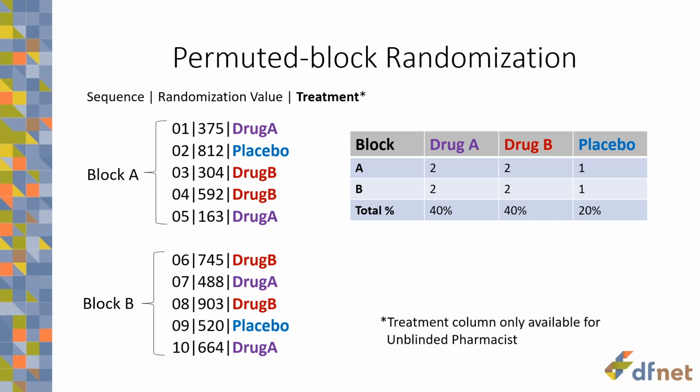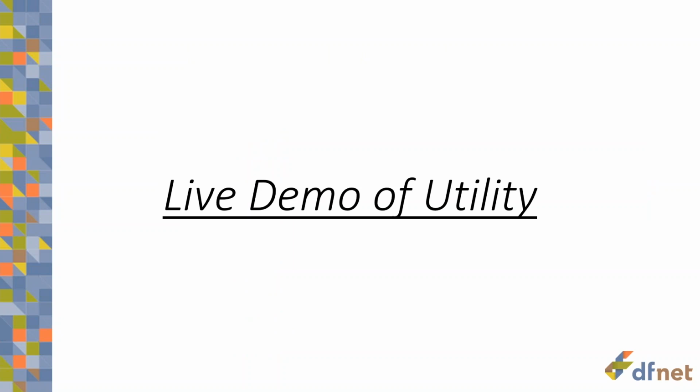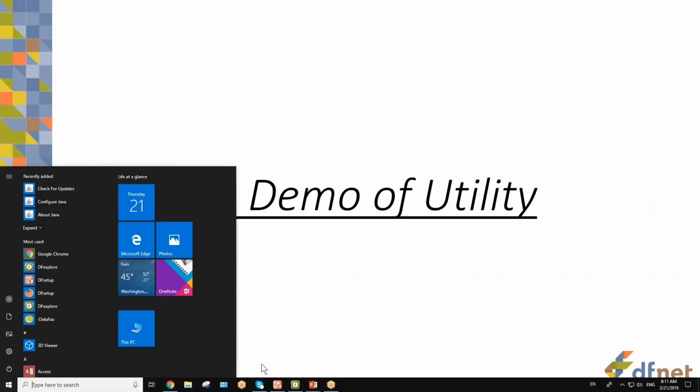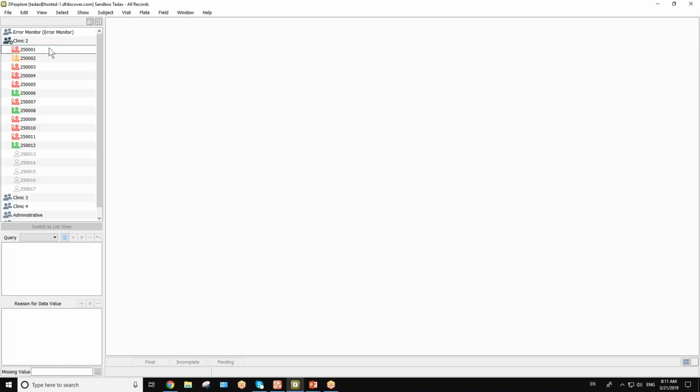So we are now going to look into DFexplore, the user's perspective, what it will look like to be a user and randomize. So I am now going to hop into DFexplore. I'm using DFdiscover 5.1, and this is the most recommended version of the software, but we will cover what is possible.